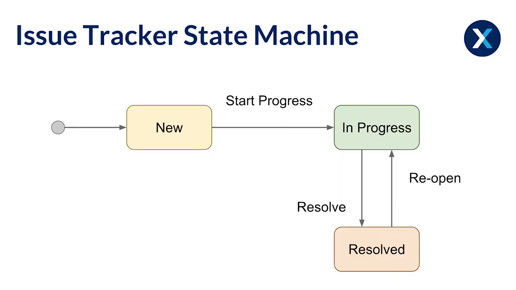So this is our state machine for our issue tracker. We're just defining three states. Obviously, most issue trackers have way more states than this. We're just going to allow issues to go from new to in progress to resolved. And we're only allowing a new issue to go to in progress. We never actually allow, say, a resolved issue to go back to being new, for example. So we're able to restrict it there.